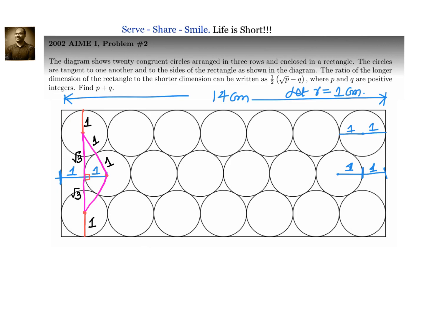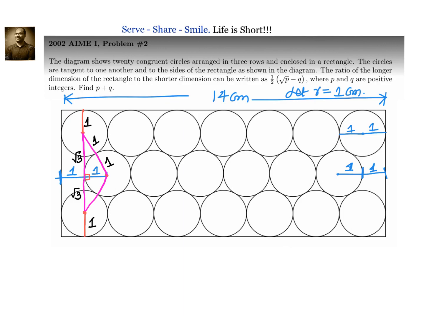I hope that is clear. Let me explain that again. When you join the centers, we know this distance is 1 plus 1, 2, and we know this is 1 because 6 circles are over, so left out is 2, 1 here and 1 here due to symmetry. So out of that, 1 is gone. That means this distance is equal to 1. You join them, you can see a right angle triangle with one side of value 1 and hypotenuse 2. Pythagoras theorem will give you root 3. So what is the breadth now?